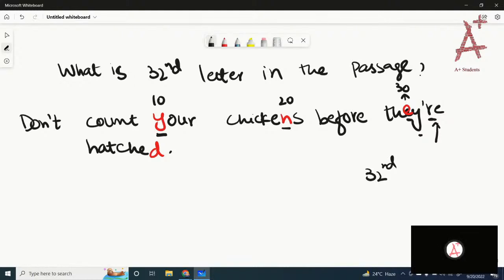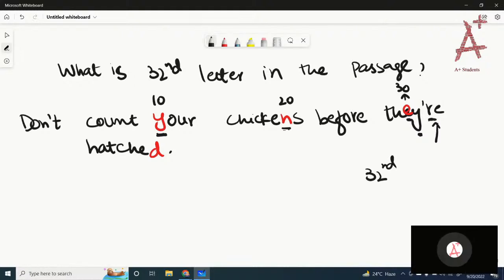What we did: we have to count the 32nd letter in the passage, and you are given that every red letter is at a multiple of 10. So the first one is at the 10th position. The second red is at the 20th position, because 10 plus 10 makes 20. This is at the 30th position. You have to count the 32nd, so count two more from the 30th. This is 31st and this is 32nd. So R is the 32nd letter.